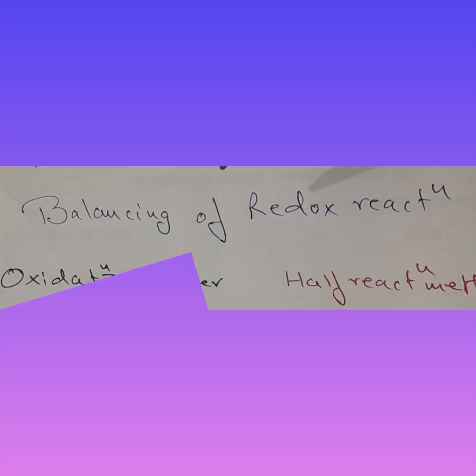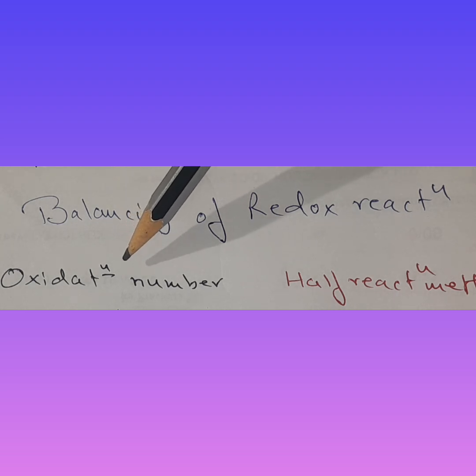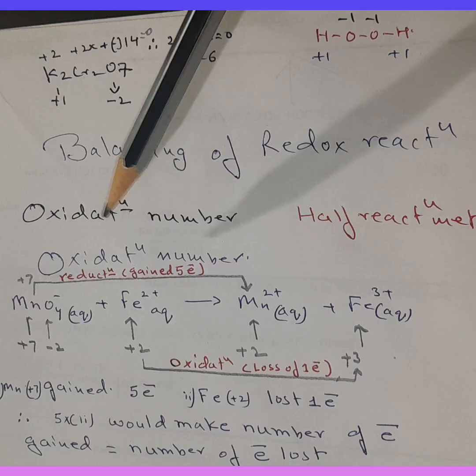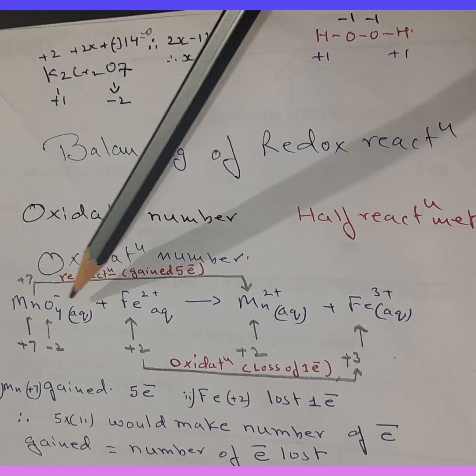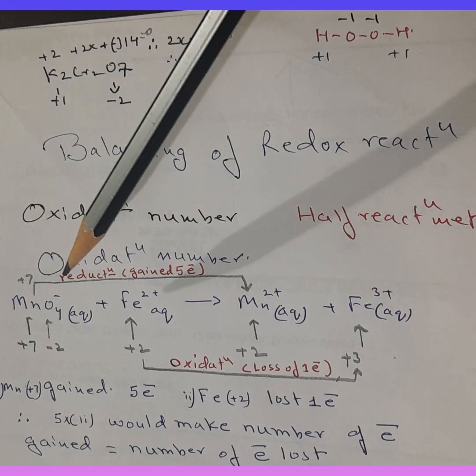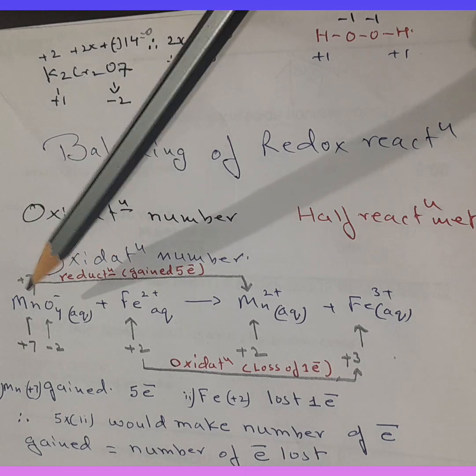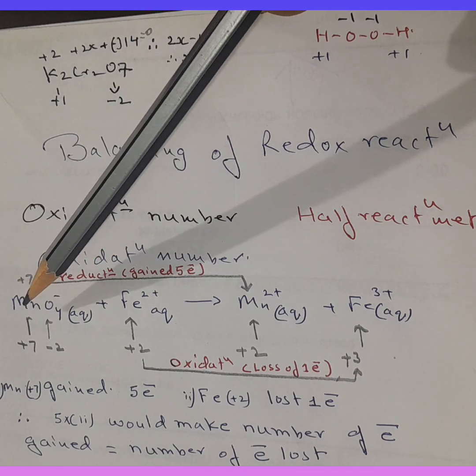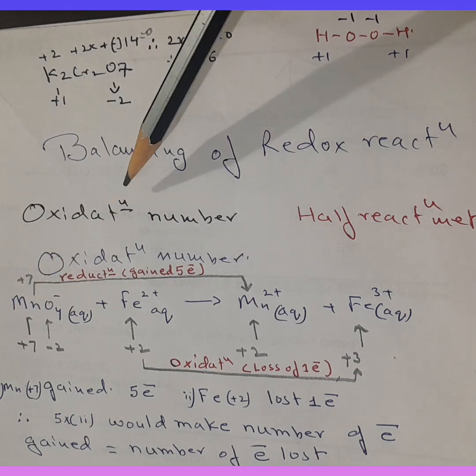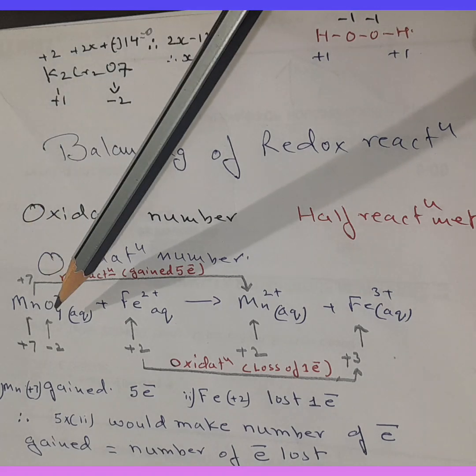Now, whenever we talk about balancing of redox reactions, there are two methods. One is the oxidation number method and one is the half reaction method. Let's check out the oxidation number method. Suppose this is the reaction given. Our first job is to find the oxidation states of each element, using the same method that we saw here.